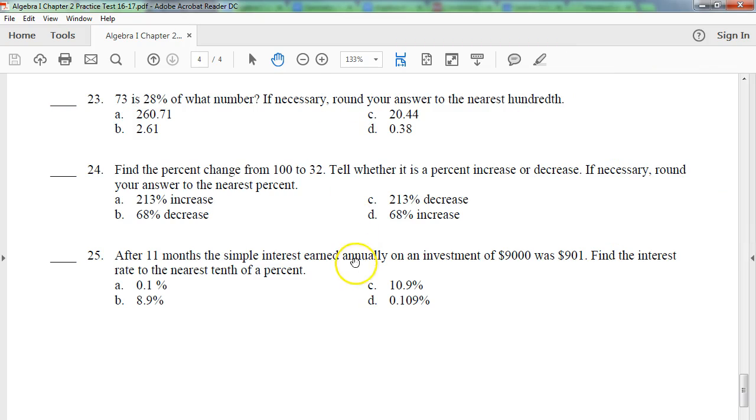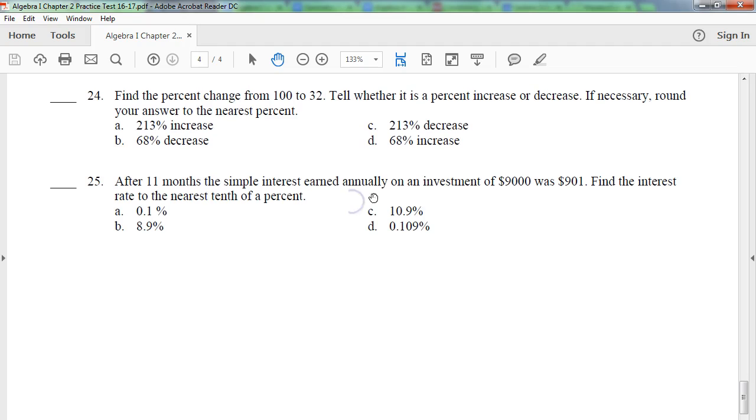Number 24 says to find the percent change from 100 to 32. And I presented this to my classes as that is our old number, this is our new number, and the formula is new minus old over old. So this represents the change. It'll be positive if it's an increase, negative if it's a decrease, and then we divide that by the original number. So in this case, we have our new number is 32. We're going to subtract 100 as our old number and divide by 100.